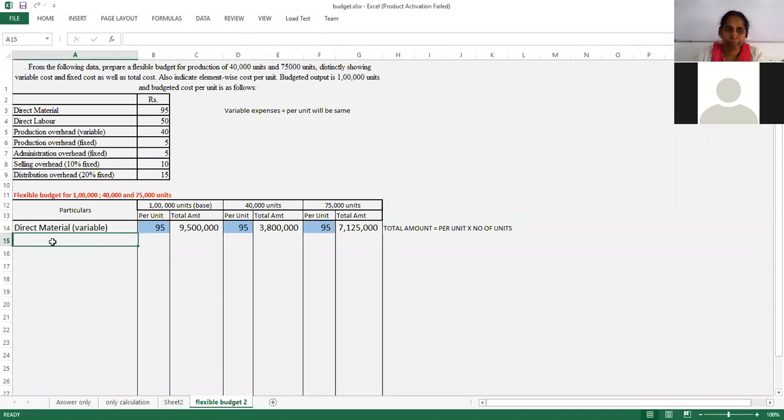Next is direct labor. This is also a direct expense, so it will be considered a variable expense. For per unit, how much is the amount? 50 rupees. So take 50 rupees per unit and calculate the total amount. The total amount is per unit multiplied by number of units. 50 rupees per unit multiplied by the total number of units, 1 lakh. How much is it coming to? It is 50 lakhs.